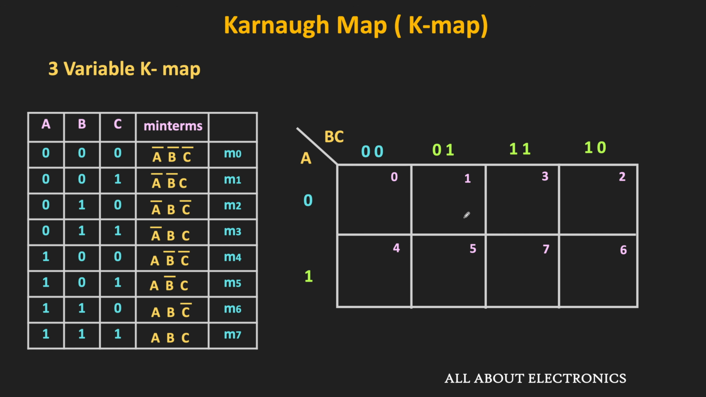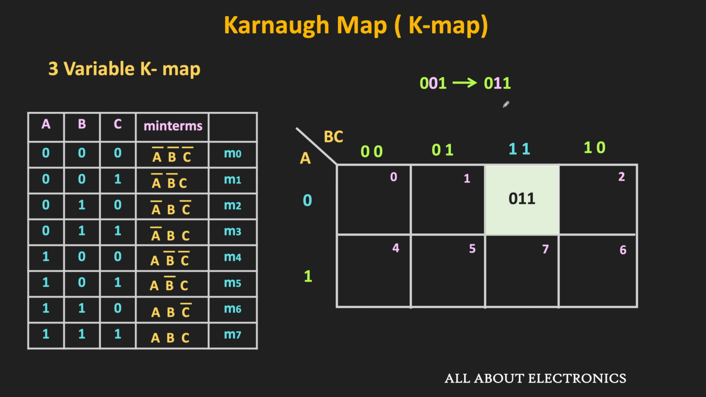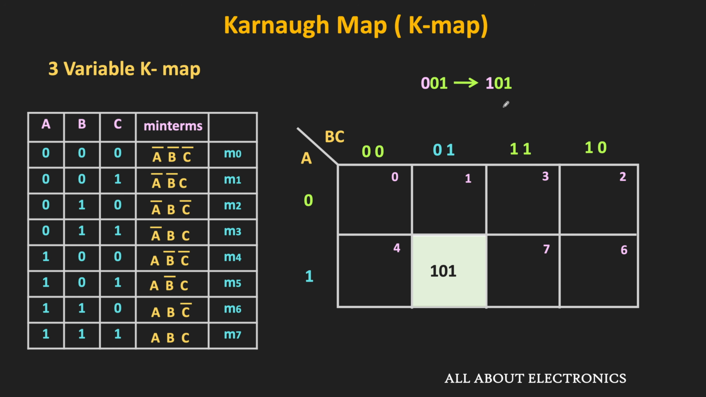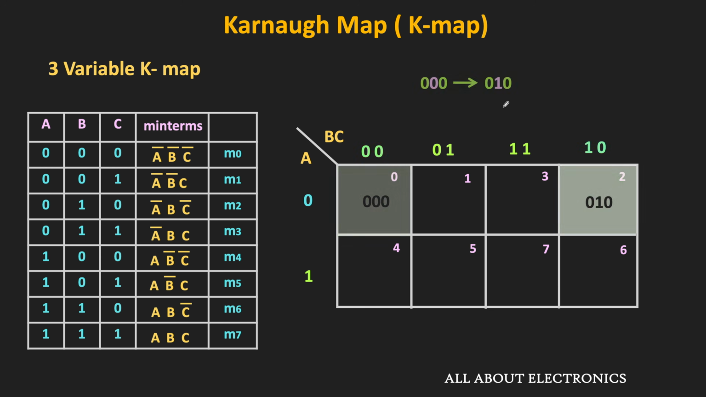For example, as we move from the first cell to the second cell, then only this third bit is changing. Likewise, as we move from 001 to 011, then only the second bit is changing. Similarly, as we move from 001 to 101, then only the MSB is changing. Moreover, as we move from 000 to 010, then also only one bit is changing. That means these 2 corner cells are also adjacent, because if we just wrap this map, then these 2 cells will be adjacent to each other.